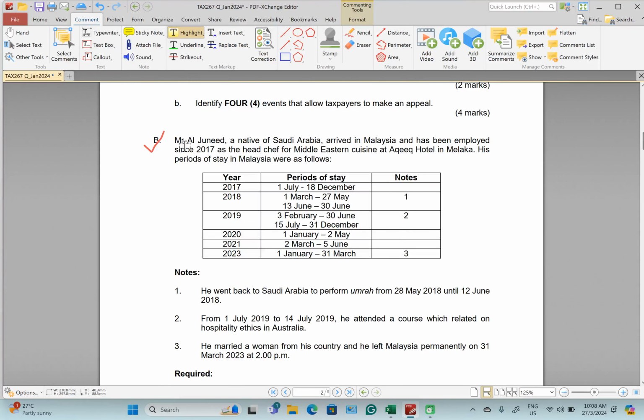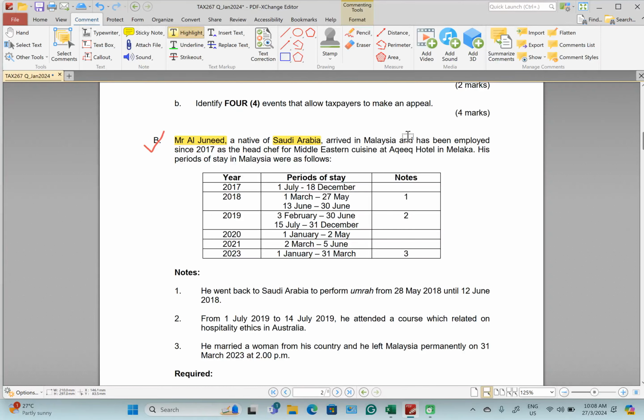Mr. I, a native of Saudi Arabia. Meaning to say, Mr. Aijuni is not Malaysian. But I already told you, for resident status, nationality or citizenship is not important. What is important is how long he stays in Malaysia. That's it. Other than that, we don't care.